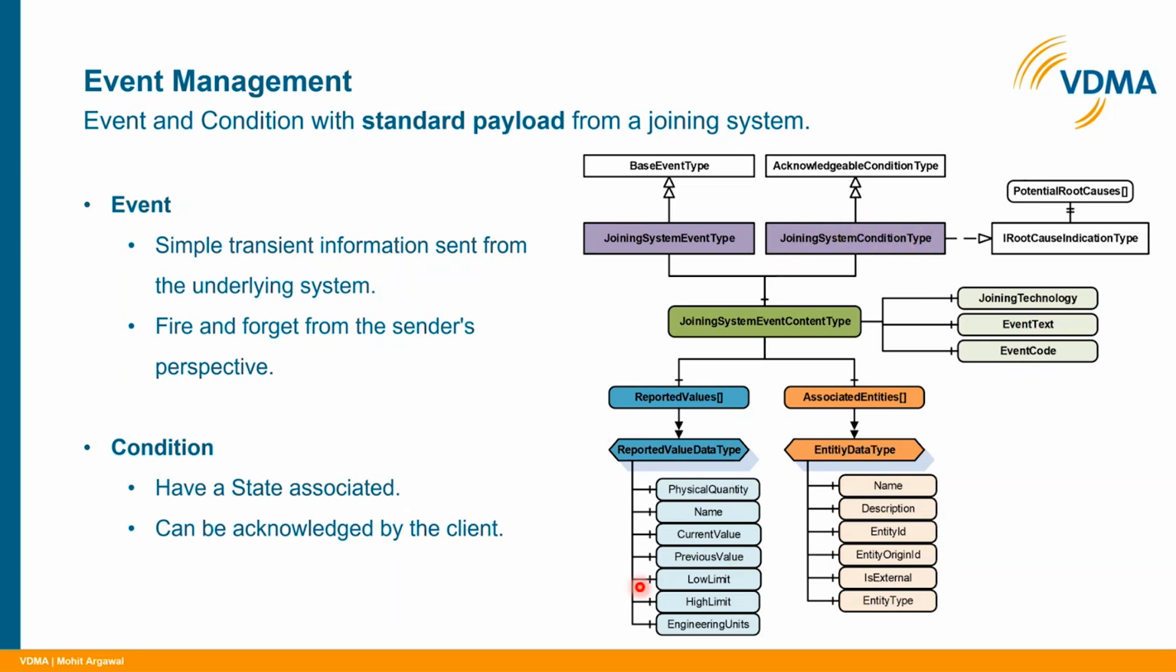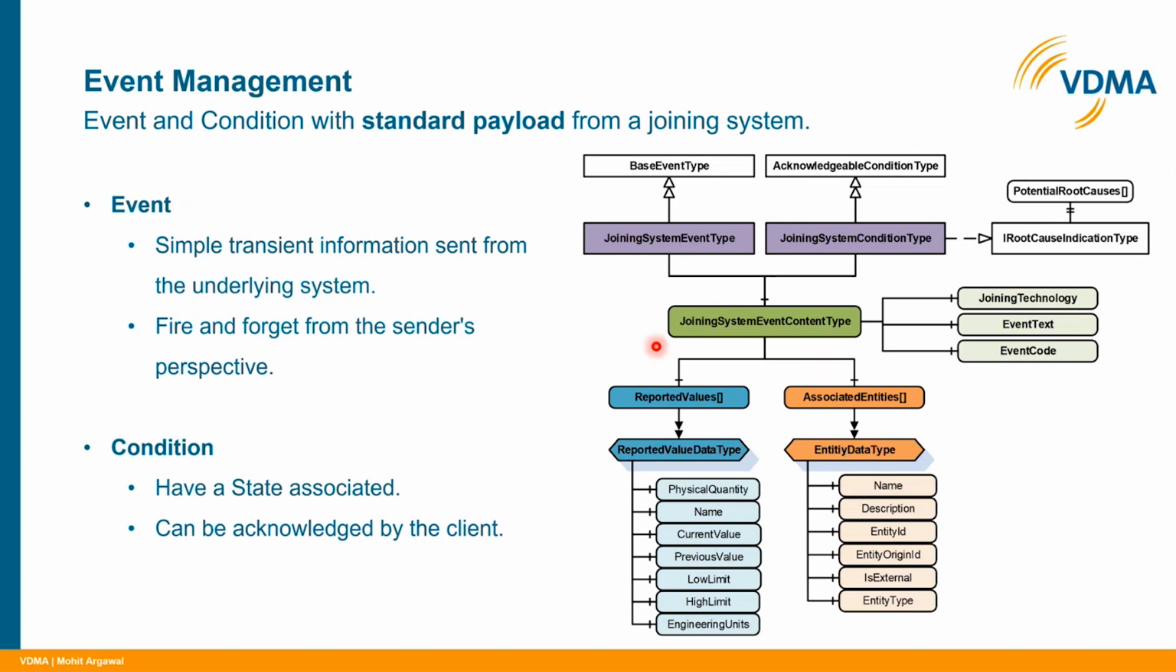The key part here is the payload from the IJT companion standard. So we have defined a standardized payload. It also uses the base properties which come from the OPC UA base, from base event type or acknowledgeable condition type. But from joining system perspective, this associated entities is of importance. For example, if you want to send an event related to tool disconnected, then the message will contain tool disconnected, but this associated entities will contain the identifier of the asset with respect to this event.